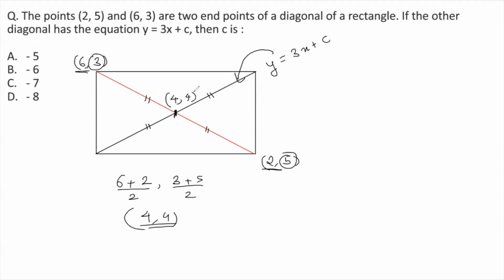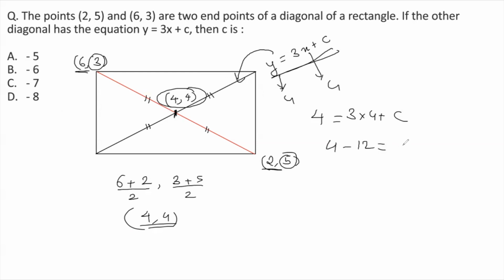But this midpoint also lies on this other diagonal, right? So it should satisfy the equation here, y = 3x + c. Let's substitute x as 4 and y as 4 in this given equation. y is 4 and so is x. x is 4. We will get 4 = 3 × 4 + c. So 4 - 12 = c, or c = -8.